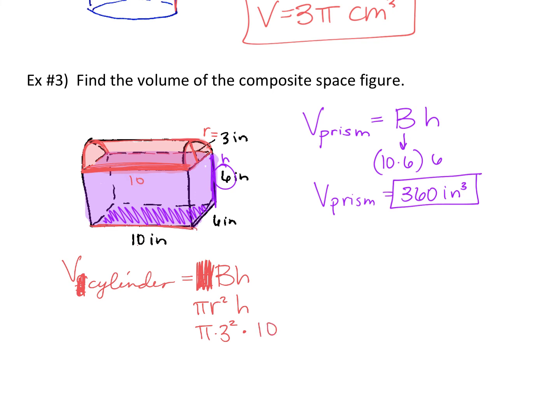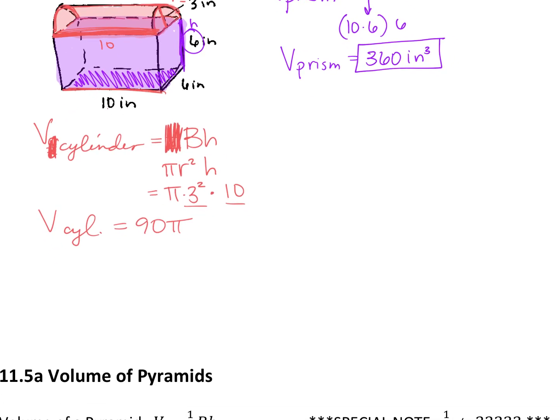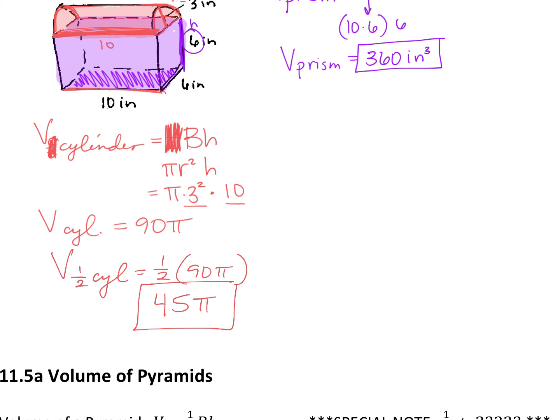So pi times 3 squared times 10 means the volume of a cylinder here is going to be 9 times 10 or 90 pi. But we don't want a cylinder. We want half a cylinder. So volume of half of the cylinder is going to be half of 90 pi. So 45 pi. Okay? And that's cubic inches still.